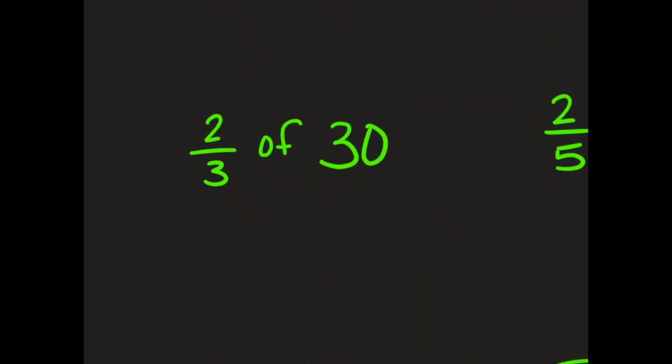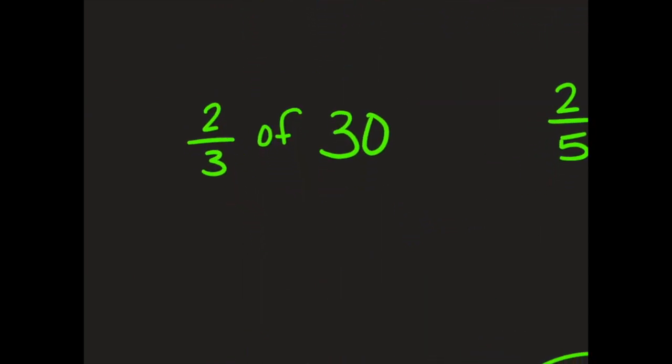All right, 2/3 of 30. I'm always going to try to see if I can do this: 30 divided by 3, and I can. That will come out evenly. 30 divided by 3 equals 10. Don't forget to multiply. How many groups of 10 do I want? 2. So 10 times 2 equals 20.